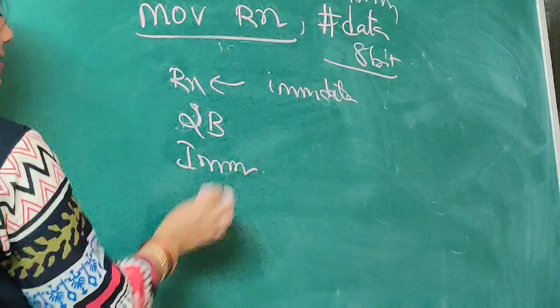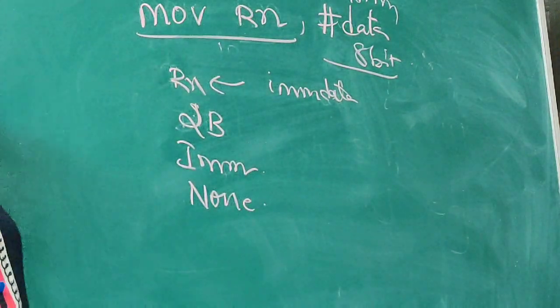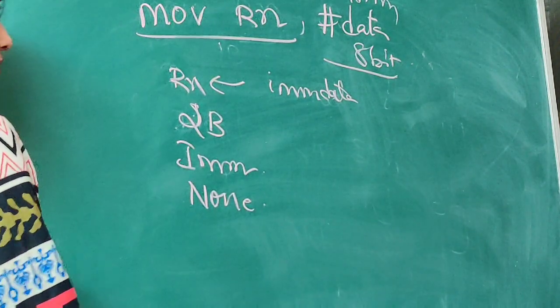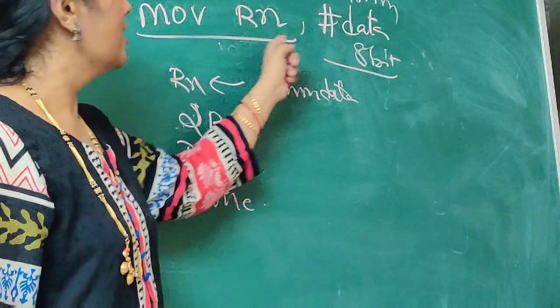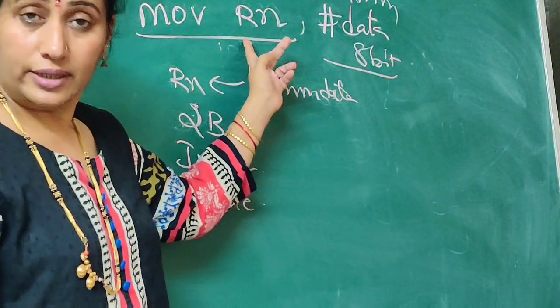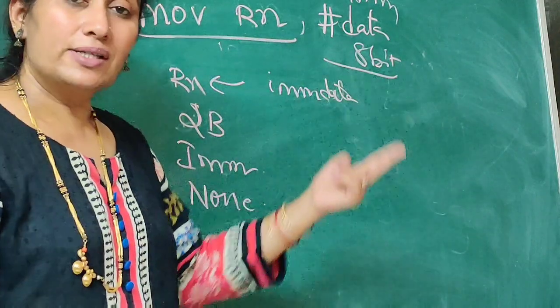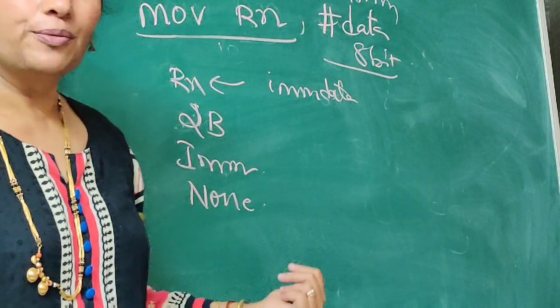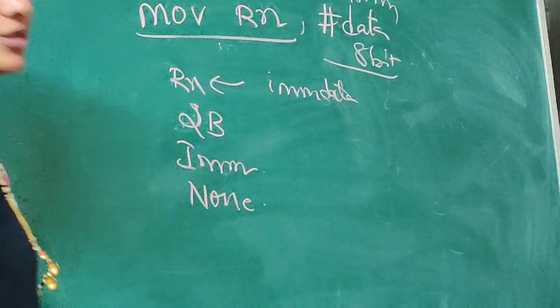And which flags are going to get affected? None of the flags are going to get affected. So this is going to be the meaning of the instruction move Rn, wherein we have discussed 4 instructions which have the destination as Rn. Previously we had the destination as the accumulator. So this is going to be the meaning of these particular instructions.